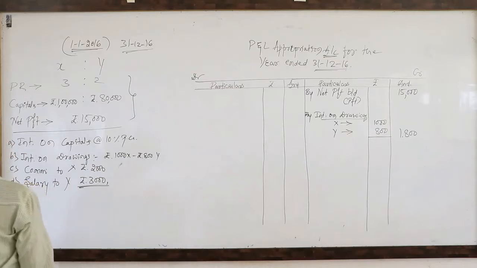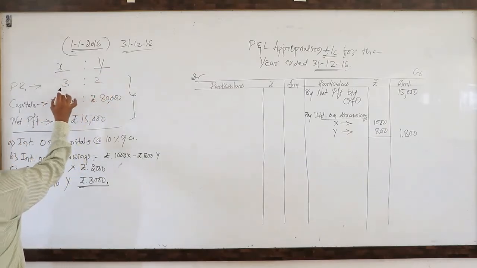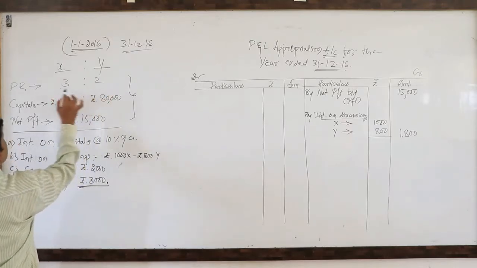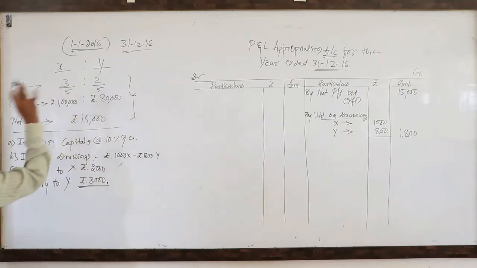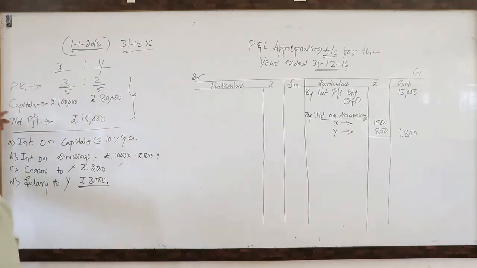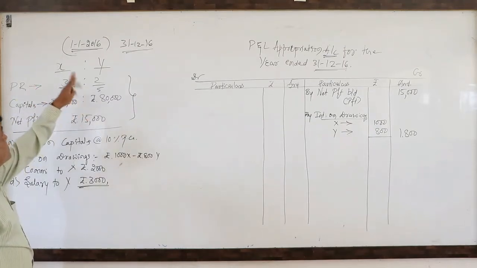So now look here, dear students, there are two partners, namely X and Y. Their profit sharing ratio is 3:2. 3:2 means 3 by 5, 2 by 5. This is their profit sharing ratio. So now the capitals of partners, rupees 1 lakh of X, rupees 80,000 of Y.